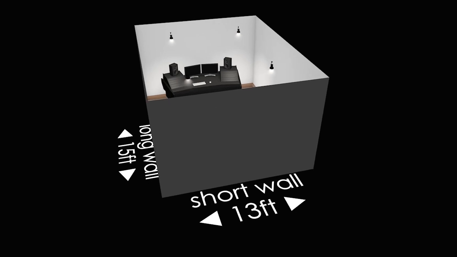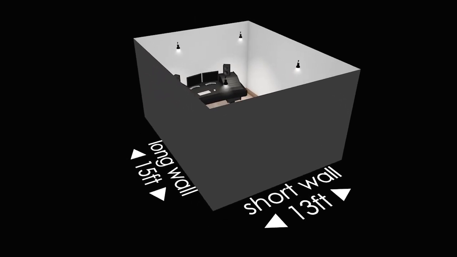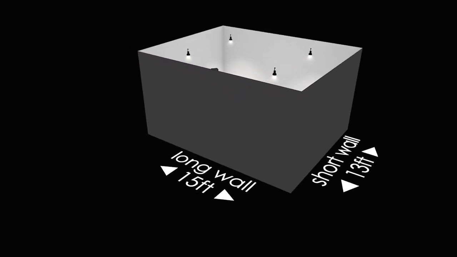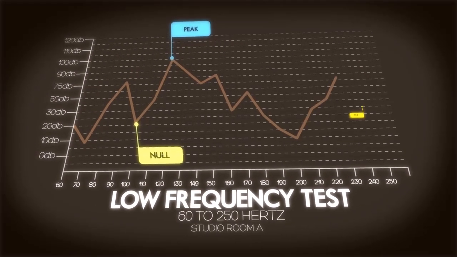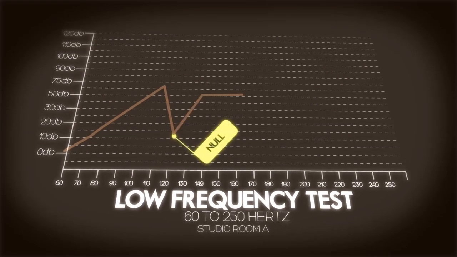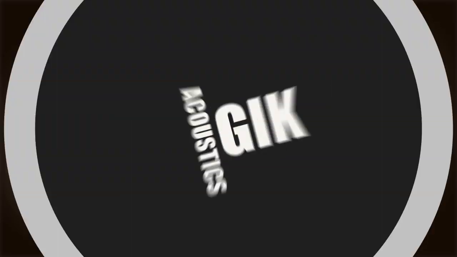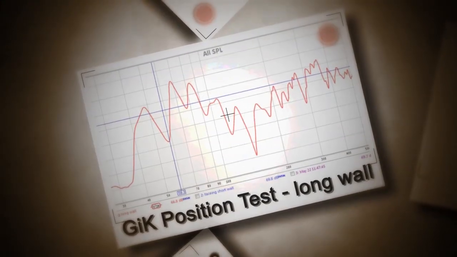So why do we recommend facing the short wall? The answer can get rather complex, but in short, when facing the long wall, the low end frequency can show much deeper nulls and higher peaks throughout, which will skew clarity. The tests you're seeing now were executed in the GIK Acoustics testing room.